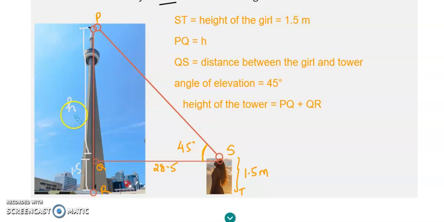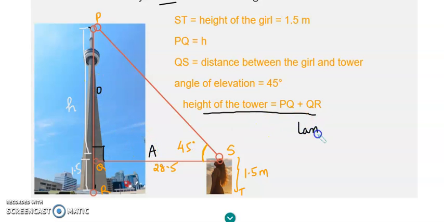I've labeled it as H. The distance between the person and the tower is 28.5, which I labeled here. Now at the end of the day, when I find the value of PQ, I should add it with QR to find the height of the tower. According to this figure, PQRS, this is the 90 degree, this is my opposite, and this is my adjacent.